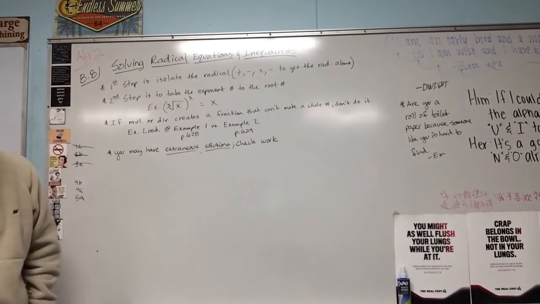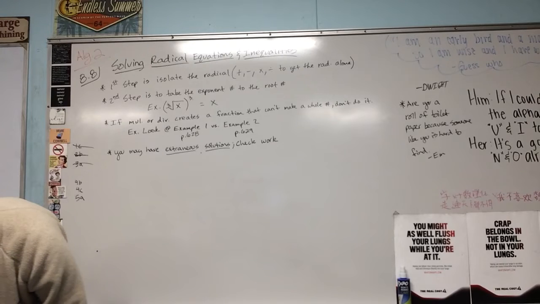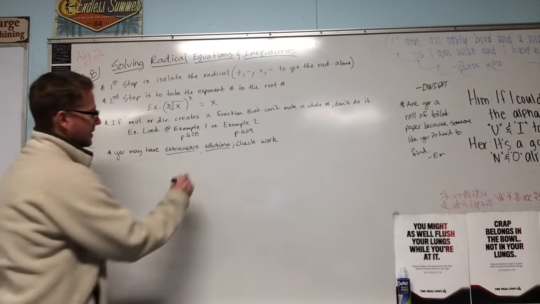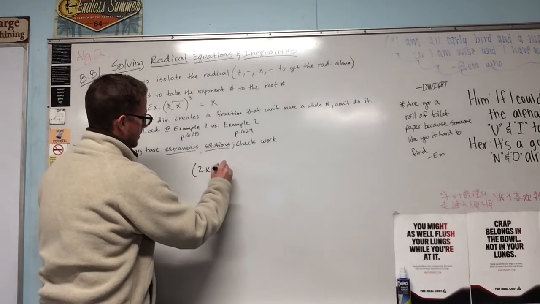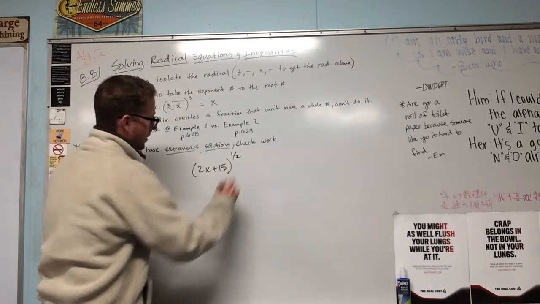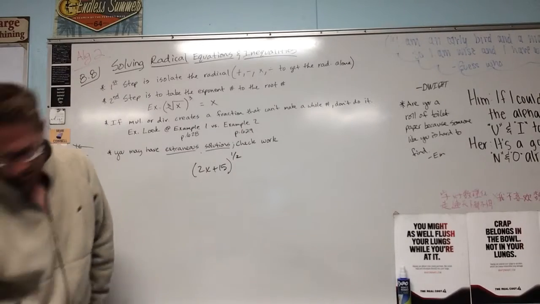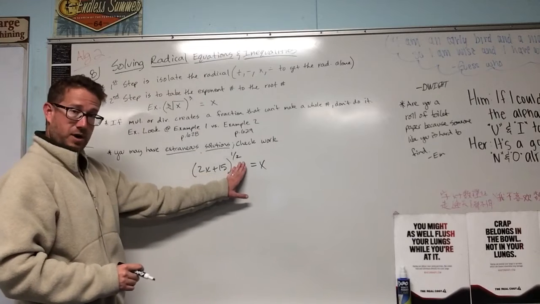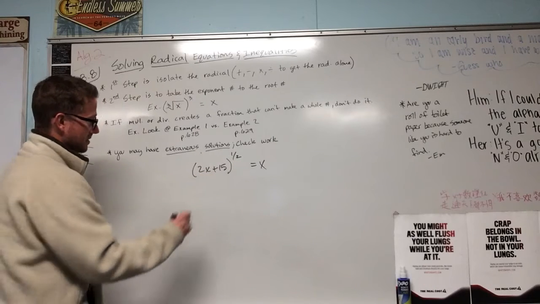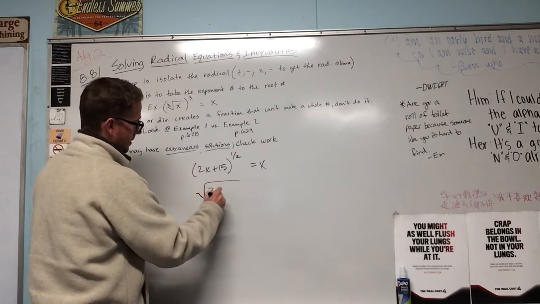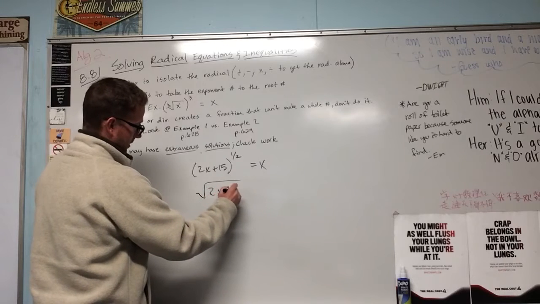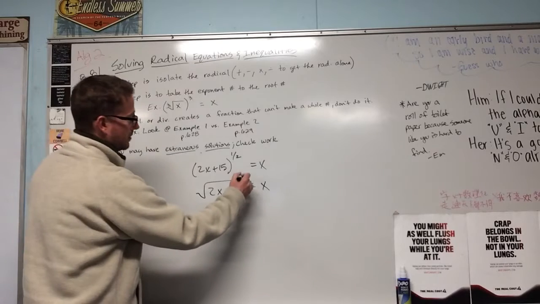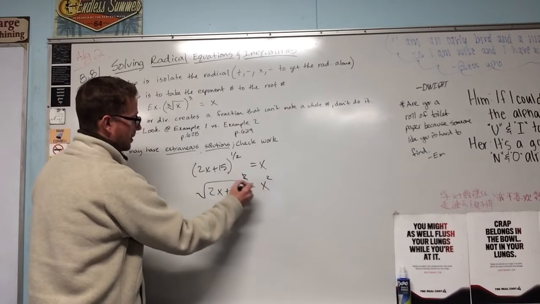Let's take a look at 4b. 4b, we have parentheses 2x plus 15. That is brought to the 1/2 power, which equals x. Now, you guys should remember the 1/2 power is the exact same thing as saying square root 2x plus 15. So again, what are we going to do to get rid of that radical? Square it and square it.